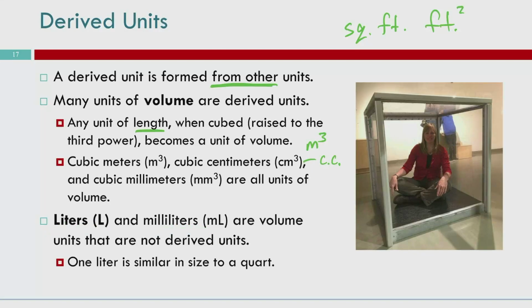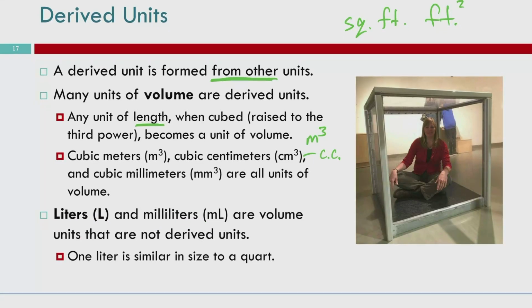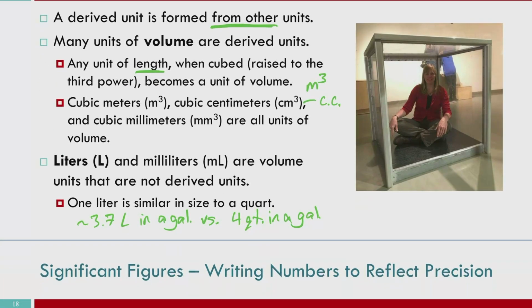Liters and milliliters are volume units that are not derived units. And there's 3.765? 3.785? I don't remember off the top of my head. They're similar in terms of liters and quarts. It's about 3.7 liters in a gallon versus 4 quarts in a gallon, just to give you some frame of reference for the size of the unit. We're probably familiar with liters vaguely because you buy a 2 liter of Coke or whatever drink you like. That's typically the size of the package that you would buy if you're buying a big bottle.